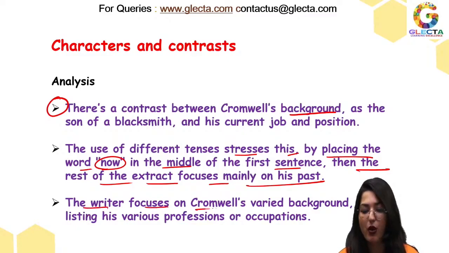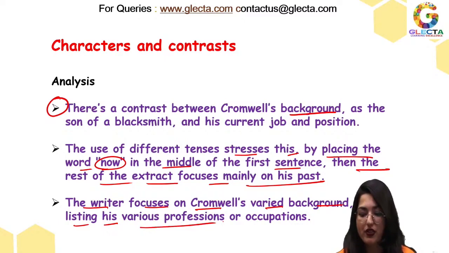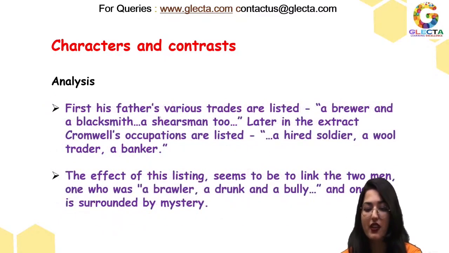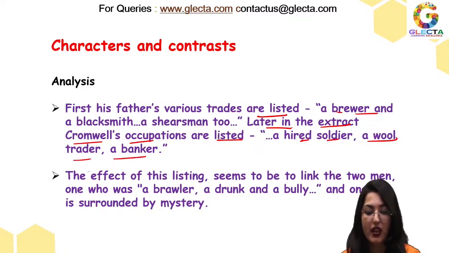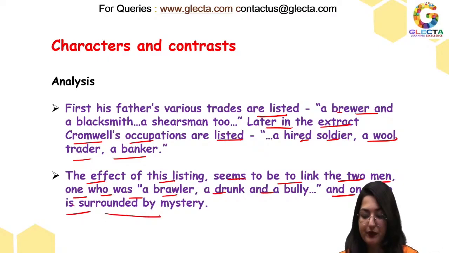The writer focuses on Cromwell's varied background by listing his various professions or occupations. First, his father's various trades are listed: a brewer and blacksmith, a shearsman too. Later in the extract, Cromwell's occupations are listed: a hired soldier, a wool trader, a banker. The effect of this listing seems to link the two men, one who was a brawler, a drunk, and a bully, and one who is surrounded by mystery.